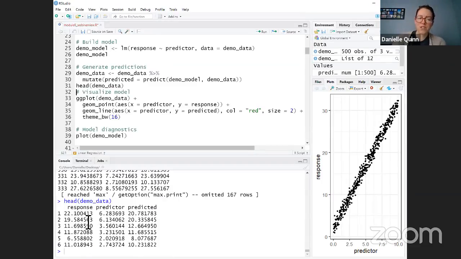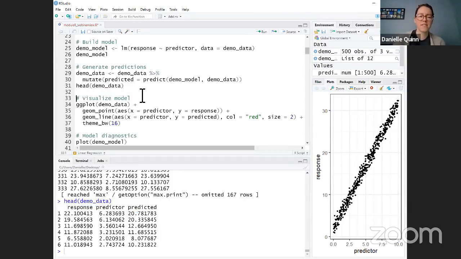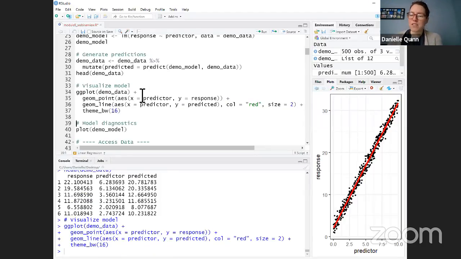So we have our original response, our predictor, and then, based on the model, what our prediction would be. At this point, the response was actually 22, and what we predicted it to be was 20.78. So we're pretty close. And so we can visualize all of those predictions as a line. We're going to make it red just so we can see it. And that red line represents our linear model that we've drawn through these points.